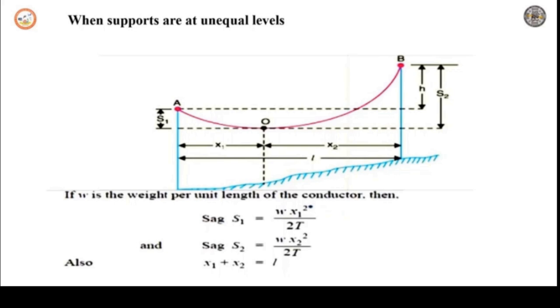This is the sag at A: Wx1 squared by 2T. You can see it written here. Then S2 is Wx2 squared by 2T. That is the sag at B. The sum of x1 and x2 gives the total span length L, that is x1 plus x2 equals L. Now, if x1 and x2 are known, then sags S1 and S2 can be obtained using these equations.